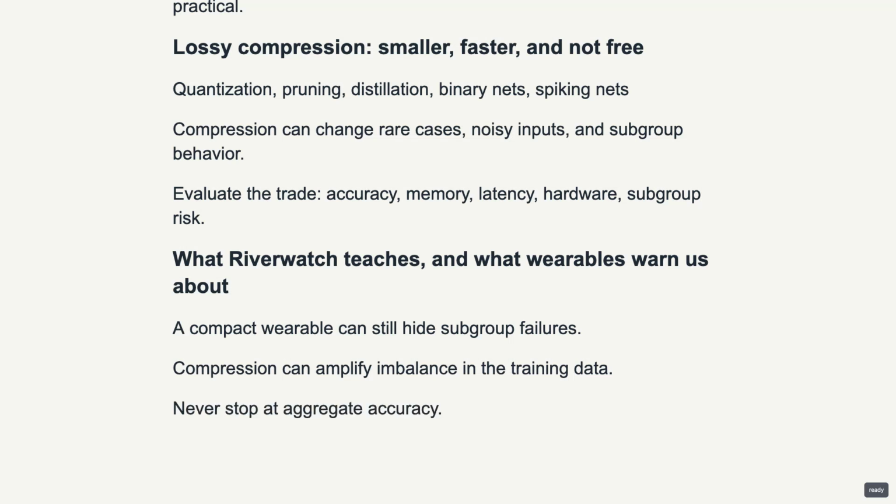The evaluation rule is simple. Inspect subgroup behavior, long-tail cases, and the edge conditions that matter to deployment. Efficiency is only a success when the model stays dependable for the cases that count, not just for the average one.